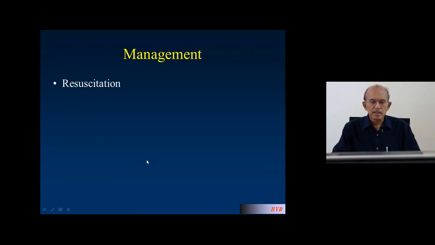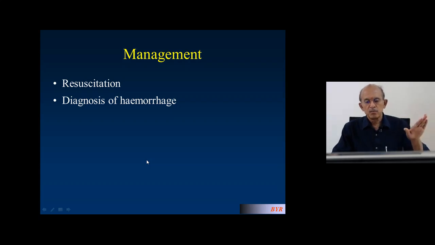So the management is resuscitation, diagnosis of hemorrhage. Once the patient is received on the table, immediately you must start resuscitating him. He is in shock, so that diagnosis is sufficient. You start the resuscitation measures. Then you go and examine the diagnosis of the hemorrhage, where the hemorrhage comes from. Is it external hemorrhage, internal hemorrhage, or internal-external hemorrhage? How much blood is being lost? Since how long is he bleeding? Is he still bleeding or has it stopped? Those things you have to take into account.